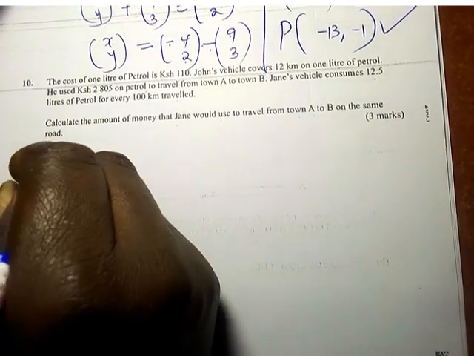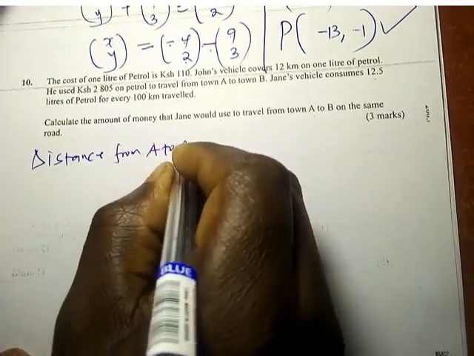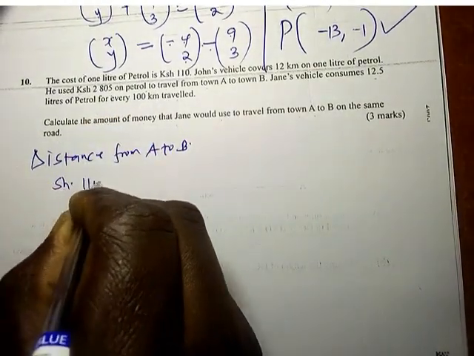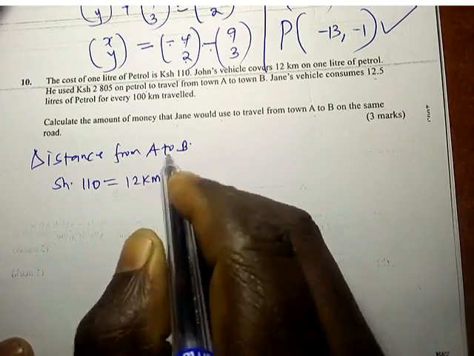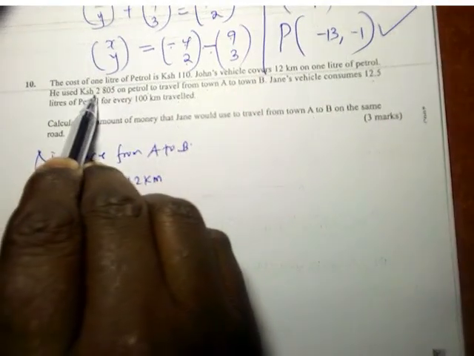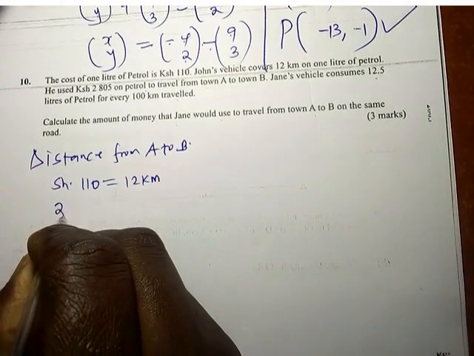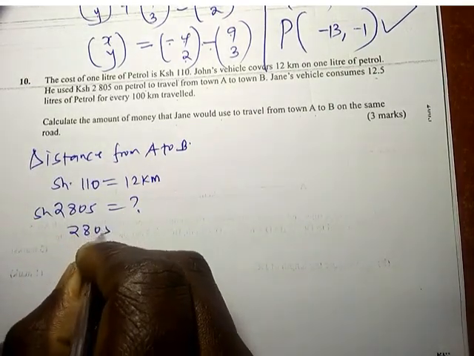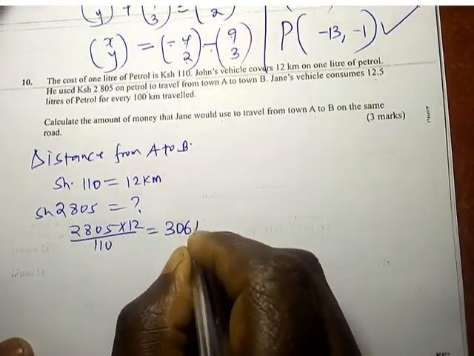So the distance from A to B is actually very easy to get. If he uses 100 shillings for 12 kilometers, so we would ask, if he spent 280, use this one so that we can get the distance. We will ask 2805 shillings. How far will you have traveled? 2805 times 12 divided by 110, and that gives us a distance of 366 kilometers.